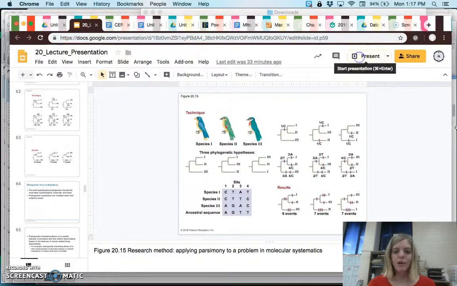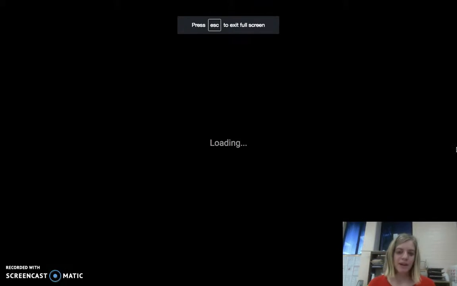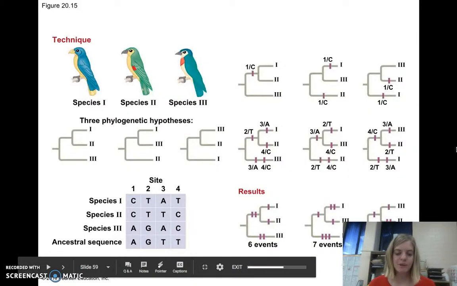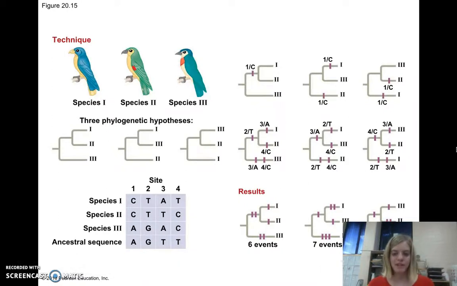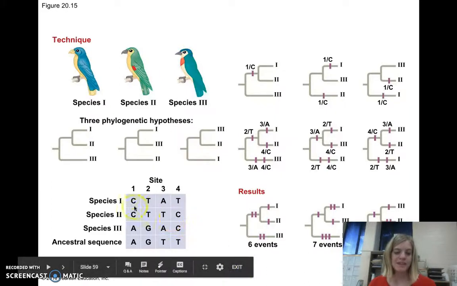So in class, I'm going to walk you through this example, but I will go ahead and leave this here. I'll take some time so you can pause and take some notes. This is figure 20.15 in your textbook, but notice between these 3 hypotheses of how these species might be related, ultimately what you're going to see, these are the changes in nucleotides from the ancestral sequence. For this tree, it shows 6 different events happening to get there. These 2 trees, it takes 7 nucleotide changes to get there. So this tree is the most parsimonious because it requires the least amount of effort to make.